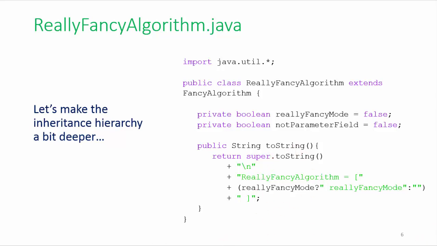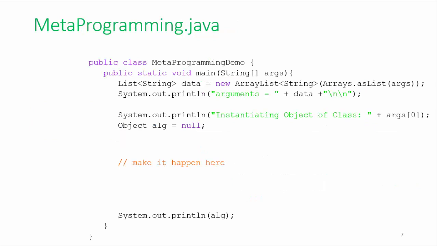Okay, let's move to the next slide. So now we are done with this inheritance hierarchy. Let's talk about the class MetaProgrammingDemo, which is going to be our main class, the class that's going to host the main method of our application. So we have obviously our public static void main method in there.